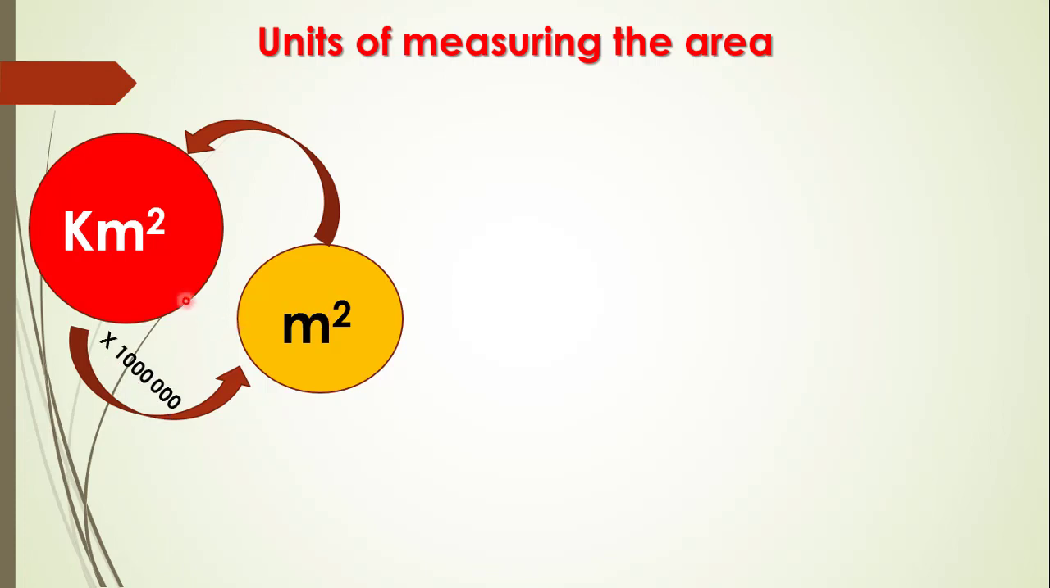Okay, if we want to change from kilometer squared to meter squared, we'll multiply by 1 million. So 1 kilometer squared equal 1 million meter squared. And by the same way, if we want to convert from the small unit to the great unit, we will divide by 1 million.